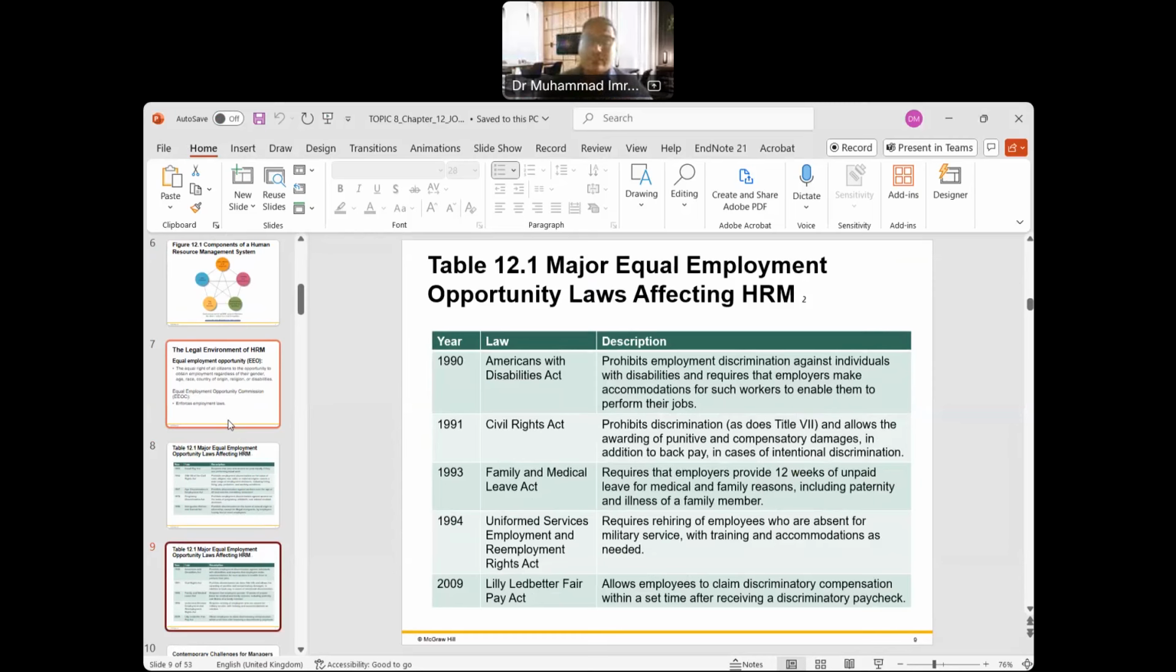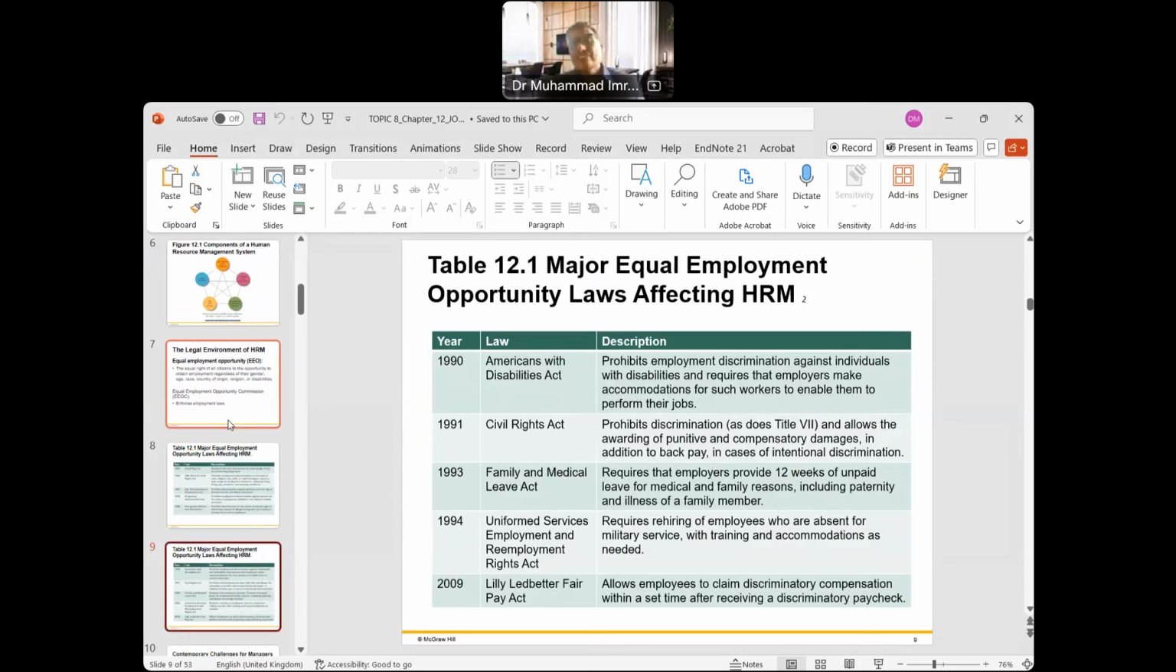Okay, they should have a special protocol for disabled persons. It prohibits employment discrimination against individuals with disabilities and requires that employers make accommodations for such workers to enable them to perform their jobs. Rather than creating hurdles, because they are special people. They need special care from the organization, from the employees, from the peers. So we must provide it rather than discriminate.